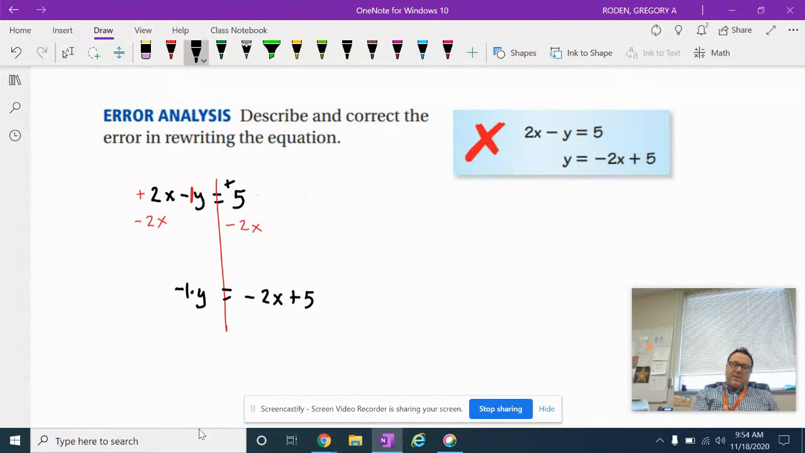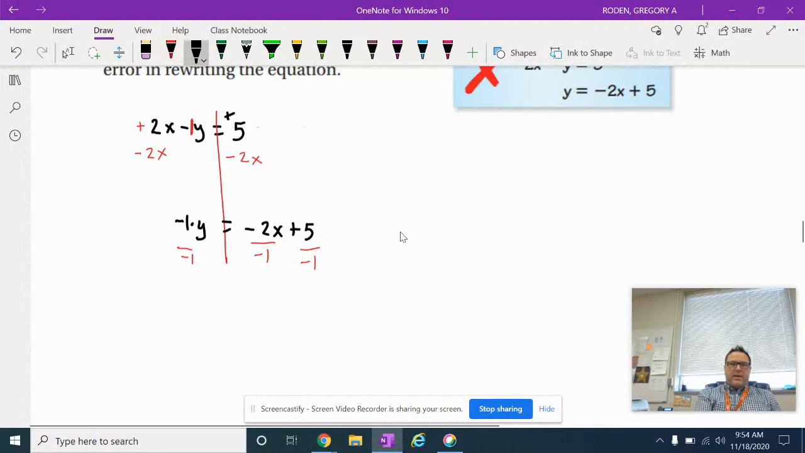Now, we don't want that spooky negative 1 there, so how are we going to get rid of it? This is a spooky negative 1 times y, so we're going to divide everything by negative 1. Okay? So what happens when we do that? When we divide by a negative 1 on both sides, look what happens. These negative 1s cancel, so now I have y equals, what's a negative 2x divided by a negative 1? A negative divided by a negative is a positive, so that should be 2x. What's positive 5 divided by negative 1? That's negative 5, and I'm going to write that just as a minus.